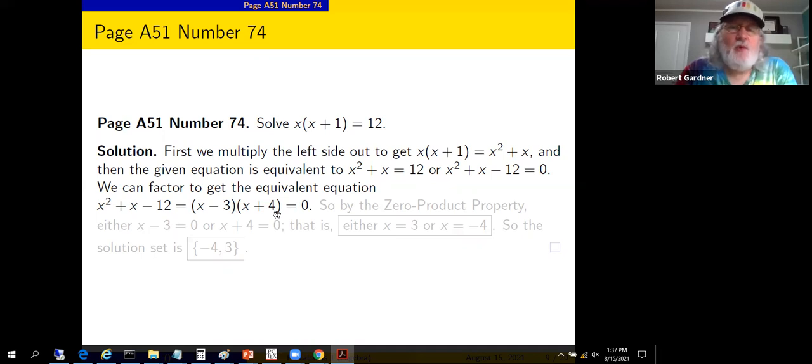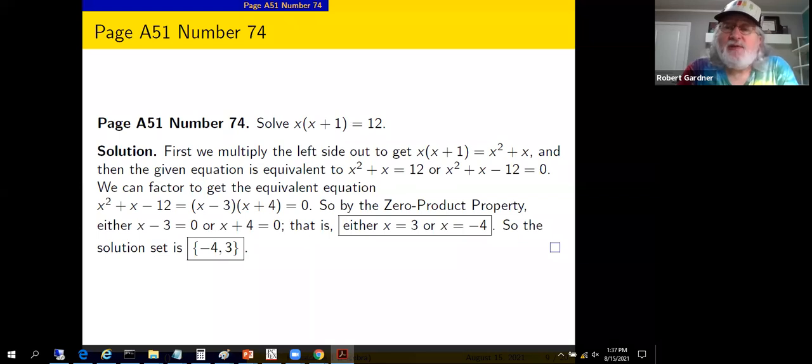So we had this x squared plus x minus 12 set equal to 0. We factor it and set that equal to 0. Now we've got a product of two things that equals 0. So we can use the zero product property to say that either the first thing equals 0, x minus 3 equals 0, or the second thing equals 0. And I stand by my original claim: you're trying to get x by itself. We just need a little more equipment to get x by itself in this one.